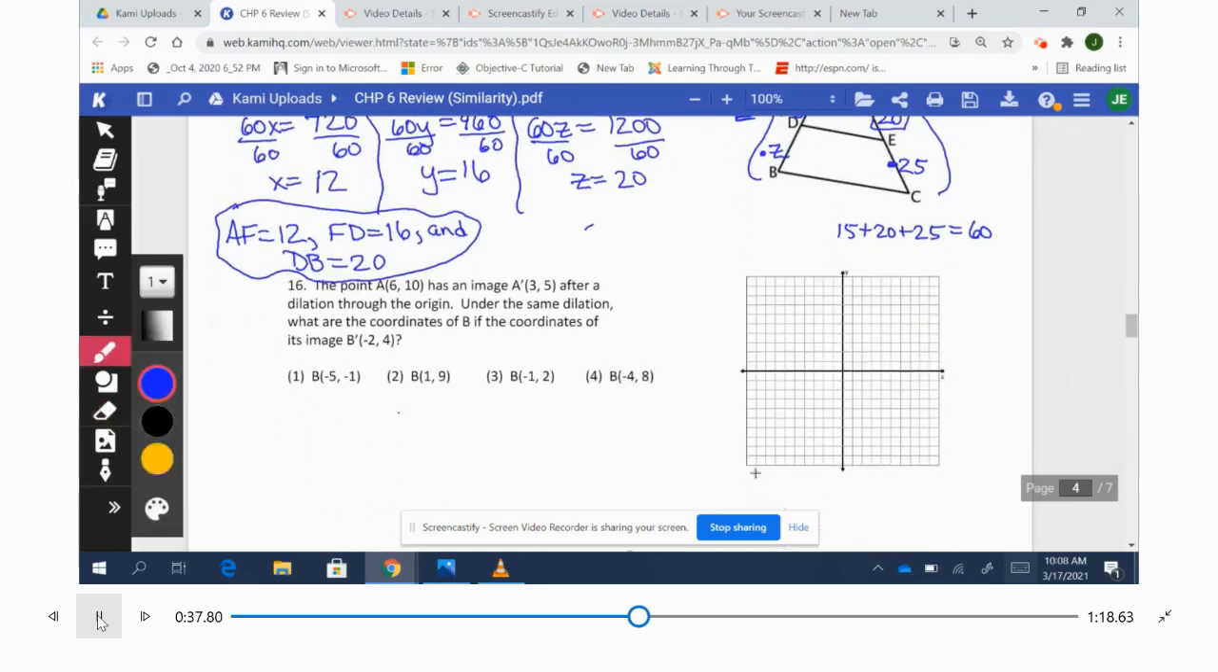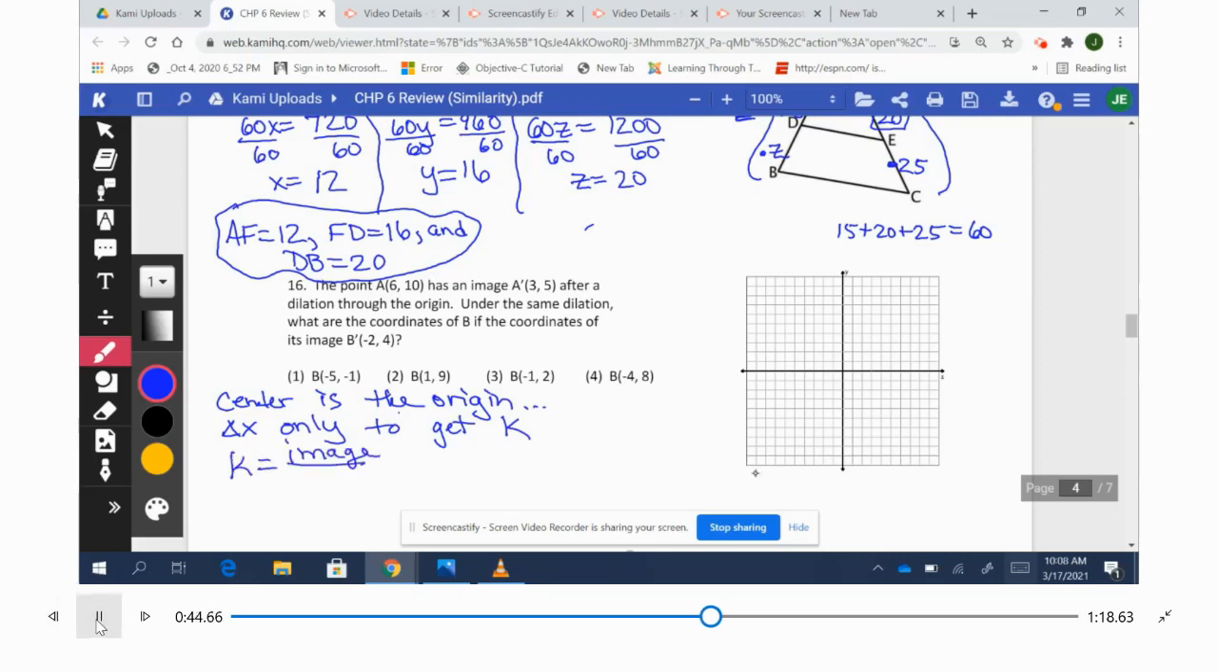Okay, so since the center of dilation is the origin, really we could multiply or divide, whichever way you decide to go, to calculate the scale factor. Now, the scale factor K, I always know as image, or the new, so 3, over the pre-image, which will be 6. That's what I'll use.